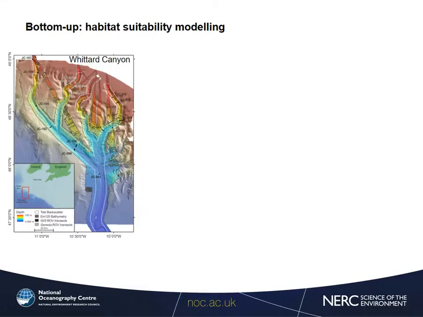The second example is a bottom-up example, where we did habitat suitability modeling in the Whittard Canyon, which is one of the major canyon systems in the Bay of Biscay. We collected bathymetry data there, and also a series of ROV video transects, 14 video transects spread across the easternmost and westernmost branch of that canyon.